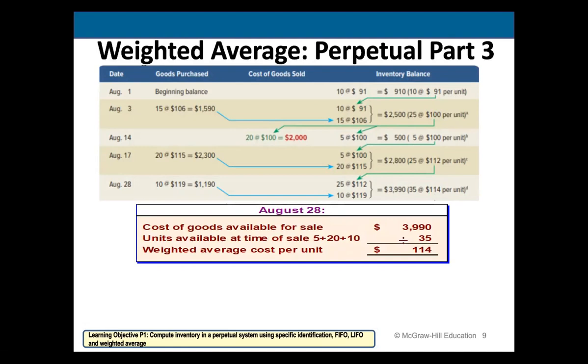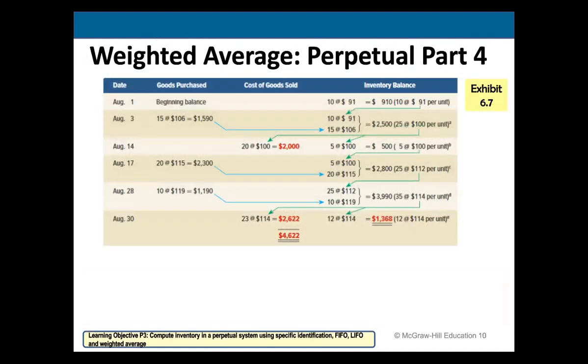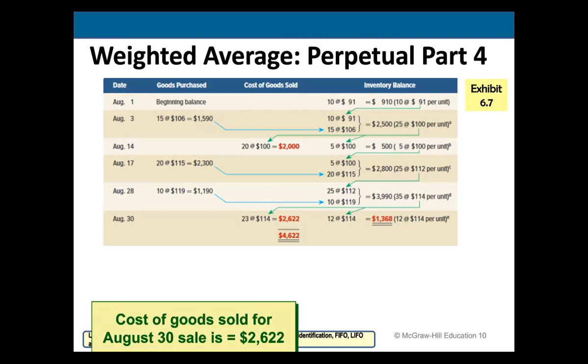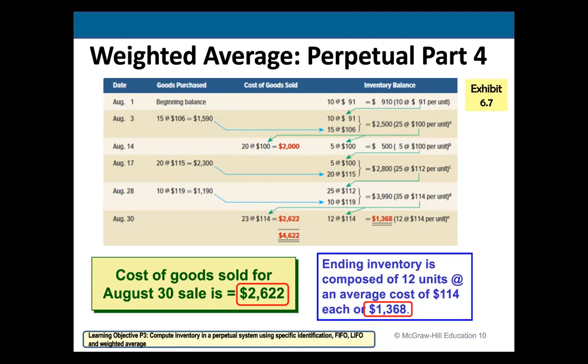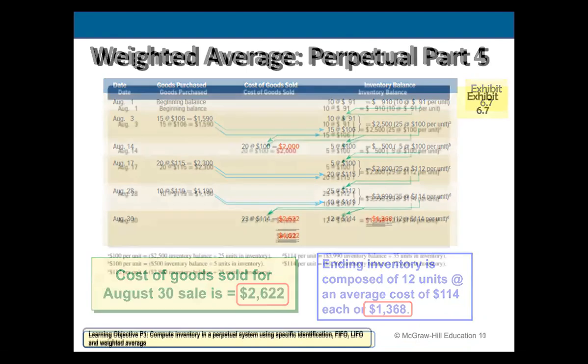So all we're doing is each time we purchase inventory, we're recalculating the average cost by taking the total cost of our inventory divided by the total number of units of inventory. And then when we make a sale, we just apply that average cost of 114. So on August 30th, when we sold 23 units, multiply that by $114, which was our average cost at that point. And then to calculate our remaining inventory, we take the number of units in inventory, 12, and multiply that by the average cost. And that's it. It's one of those things that seems a little complicated, but after you do it a few times, you're like, oh, I don't know why that was ever so hard.